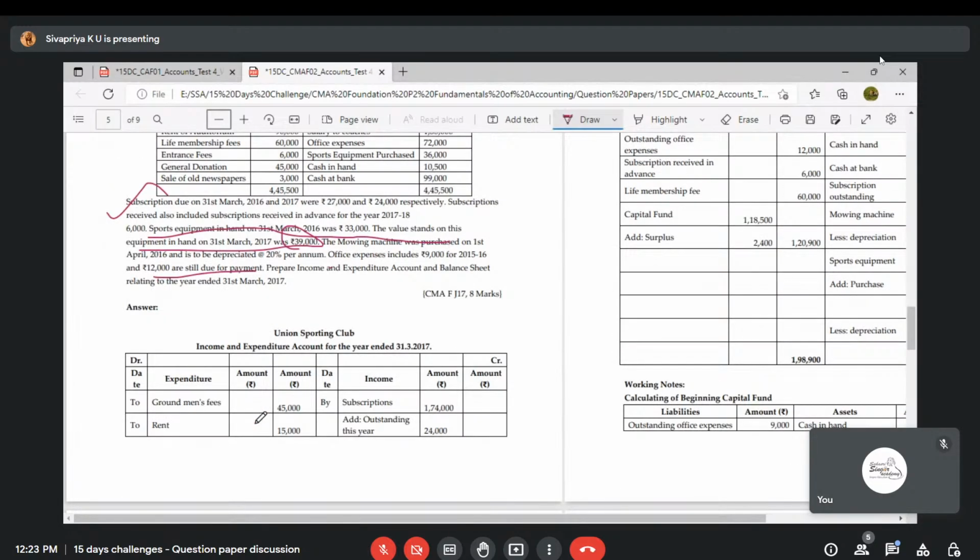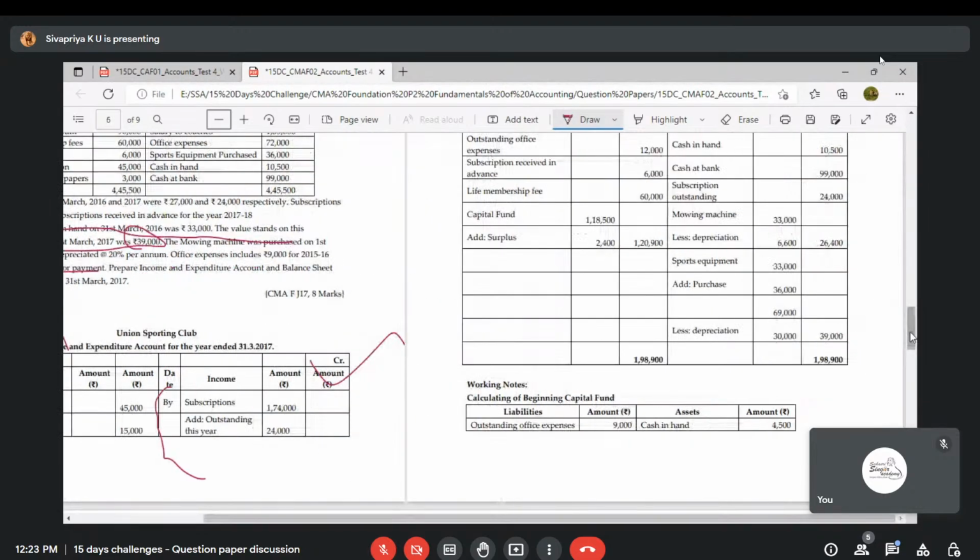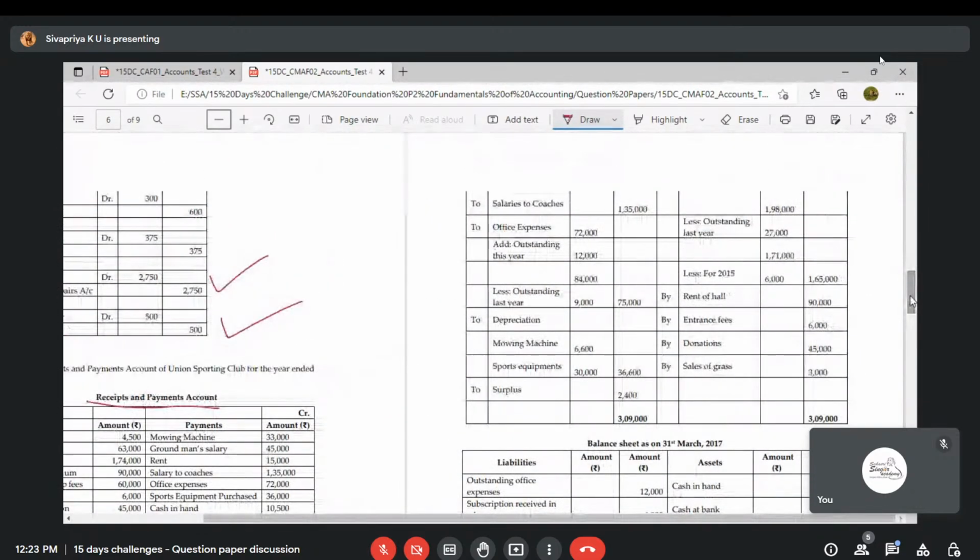Normally, the debit side will be fully expenses and the credit side will be fully income. So what adjustments are there? Subscription. Normally in subscription, outstanding this year should be added and last year's outstanding we deduct. Then the rent of hall, entrance fees, donation, sale of newspaper, all of these will come on this side. Then all other expenses along with this adjustment will come here.